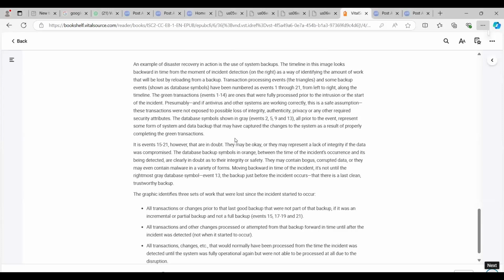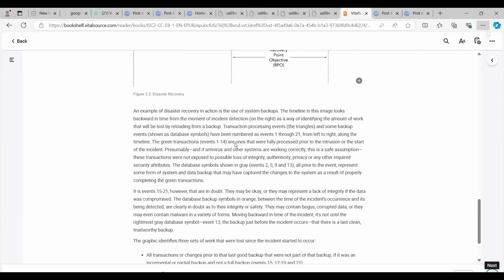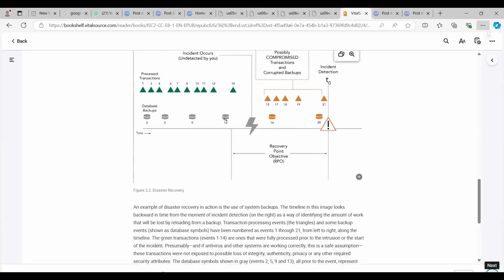Moving backward in time of the incident, it's not until the rightmost grey database symbol, event 13, the backup just before the incident occurred, that there is a last clean, trustworthy backup. So this is the last trustworthy backup, the 13. When they are trying to restore, they are going to use this database server from this 13, because that's the last backup before the incident occurred. When they spin up the server again, they will take the backup from this database, from this 13.